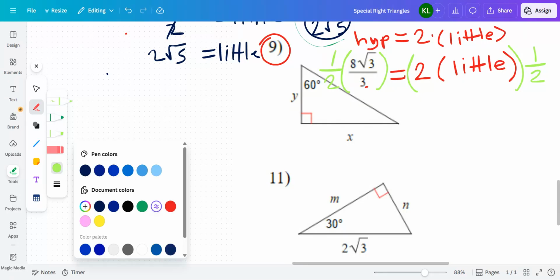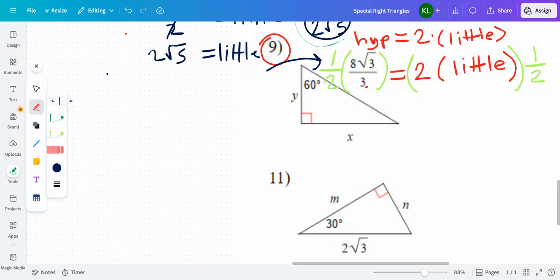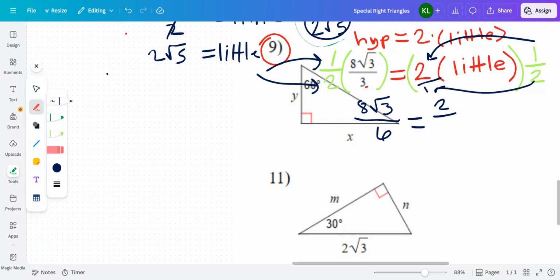Anyhow, my numerator right here, I'm going to have 1 times 8 square roots of 3. That's just going to be 8 square roots of 3. My denominator right here, 2 times 3 is 6. Okay, that's going to be equal to, on the right, 1 times 2, that's just going to be 2 over, and this 2 times, there's an understood denominator of 1. So it's 2 over 2, which is just 1. Now I am showing every single little step. Let's go ahead and keep simplifying this though.